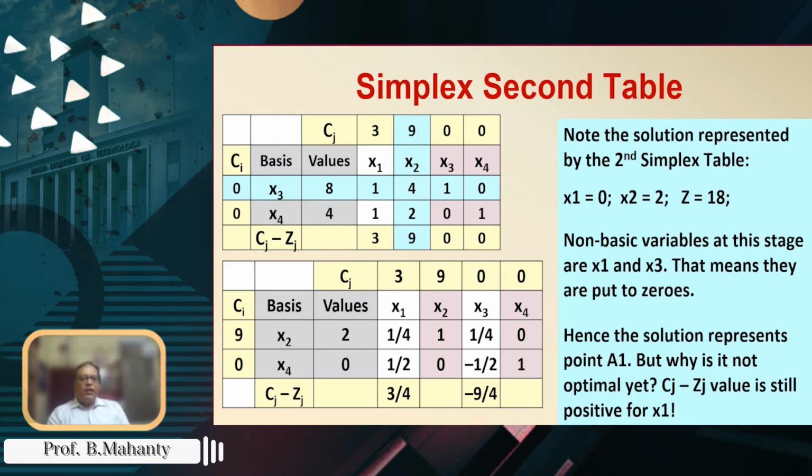So the value becomes 8 by 4 equal to 2. This 1 becomes 1 by 4. This 4 becomes 1. This 1 becomes 1 by 4. This 0 becomes 0. This is easily computed. Now for the next row, 4 minus 8 into 2 by 4. So we get a 0 here. 1 minus 1 into 2 by 4. So we get half here.